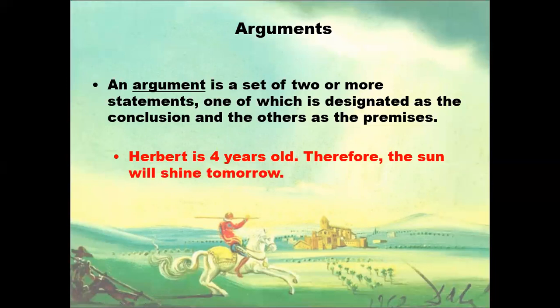In other words, are you more likely persuaded to accept that the sun will shine tomorrow because Herbert is 4 years old? There doesn't seem to be any meaningful connection here. There's no logical connection. So there's actually quite a bit missing here for this argument to even be remotely reasonable. But it is an argument. Because of this, therefore that. Because Herbert is 4 years old, therefore the sun will shine tomorrow. Pretty bad argument, but nonetheless an argument.